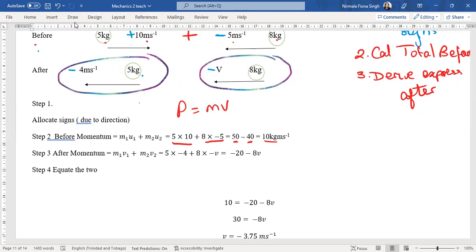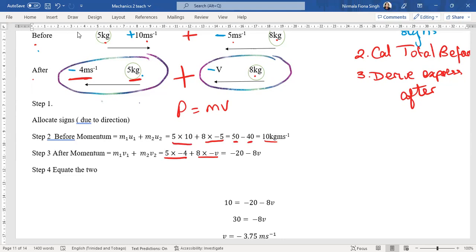All right, so here, this is our first momentum. So you're going to have mass by velocity. So it's going to be 5 multiplied by -4, adding to the momentum of the second object, which is 8 by -v. And when we work that out, you're going to get 5 by -4 is -20. And 8 by -v will be -8v.